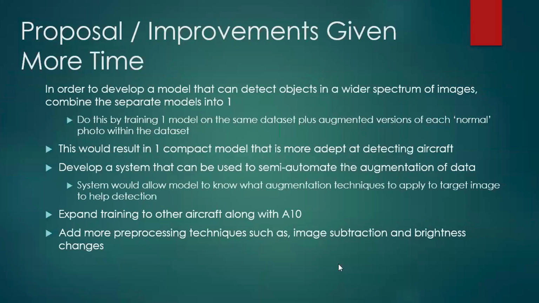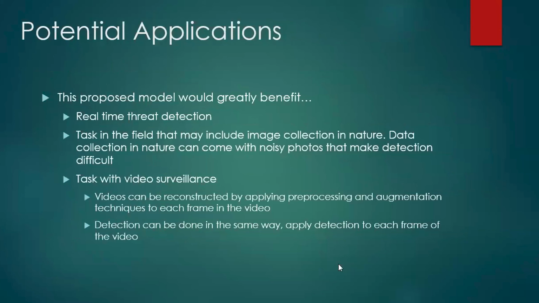Second, I would develop a system that can be used to semi-automate the augmentation of data. The system would allow the model to know what augmentation techniques to apply to a target image to help detection. So for example, let's say the image comes in and it's very dark. The model could take the average brightness of the image and make adjustments to it in order to bring it up to standard and try to run a detection again against itself. Another thing I would do is expand the training to other aircraft along with the A-10. Finally, I would add more pre-processing techniques such as image subtraction and changes to brightness.